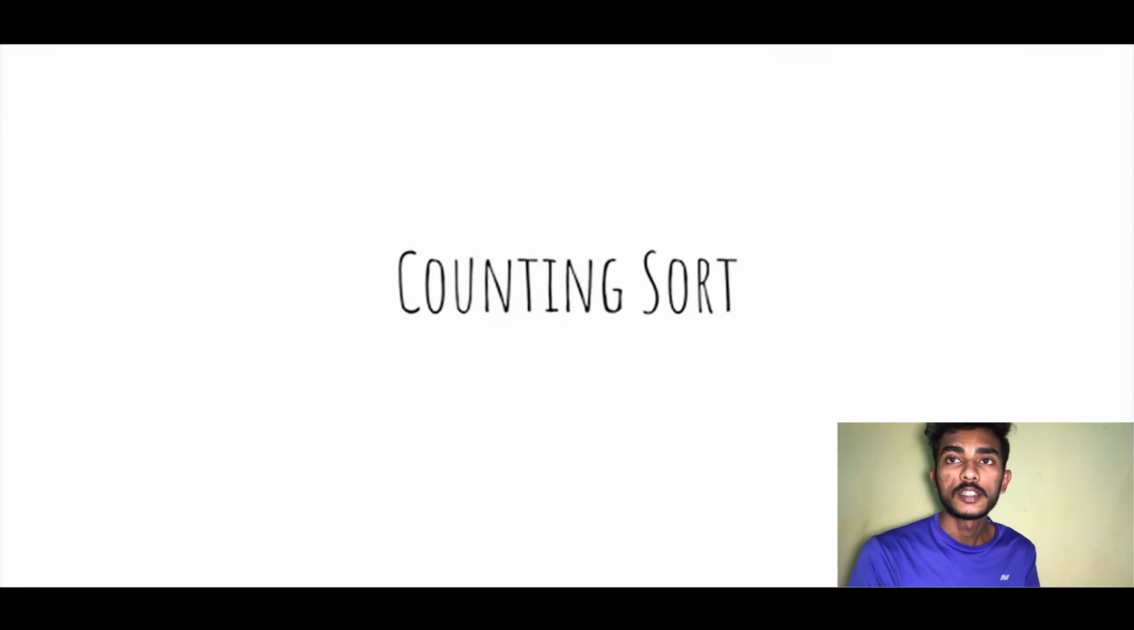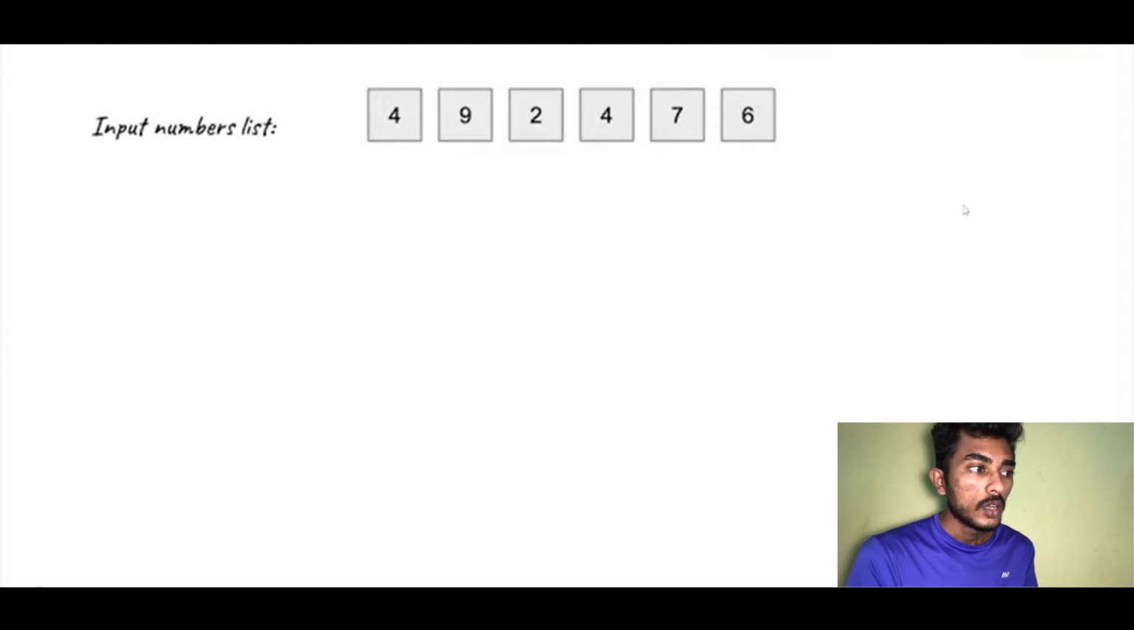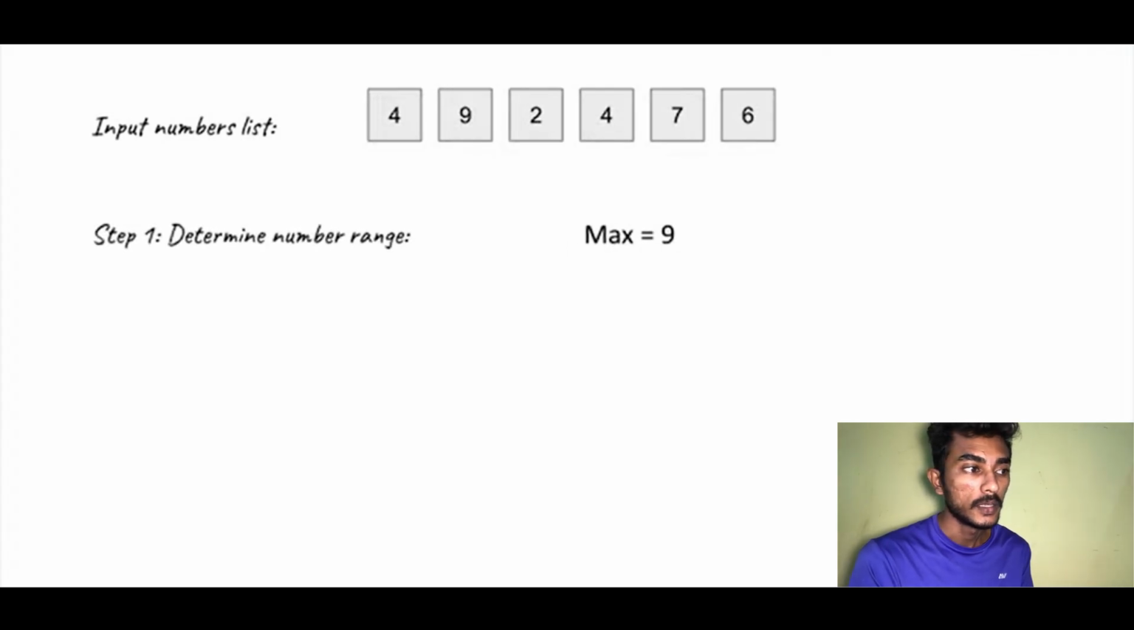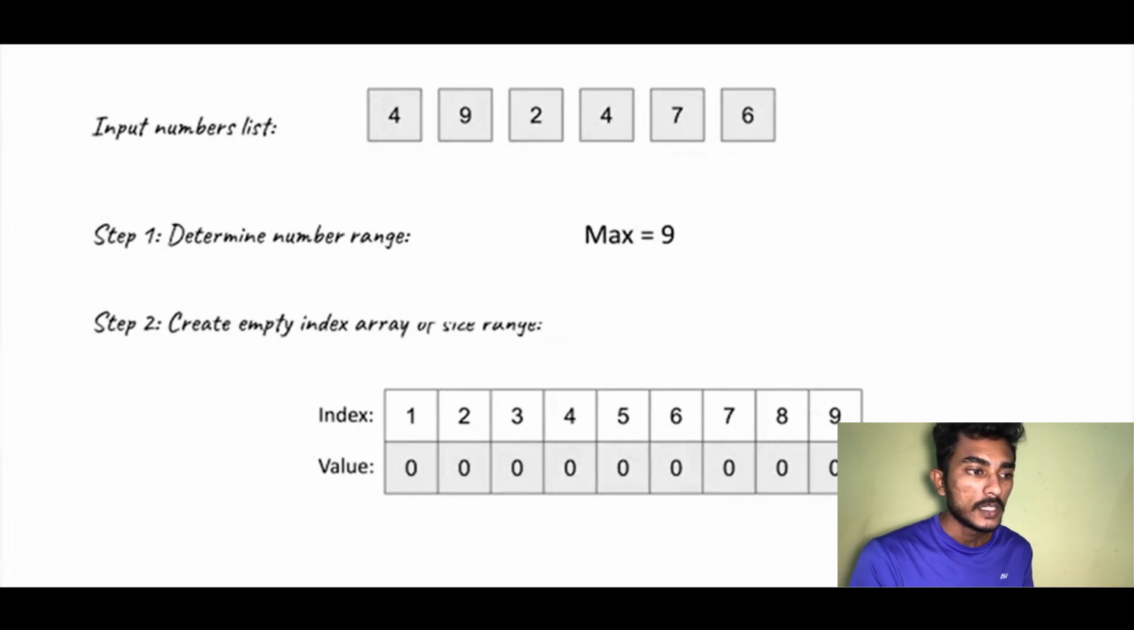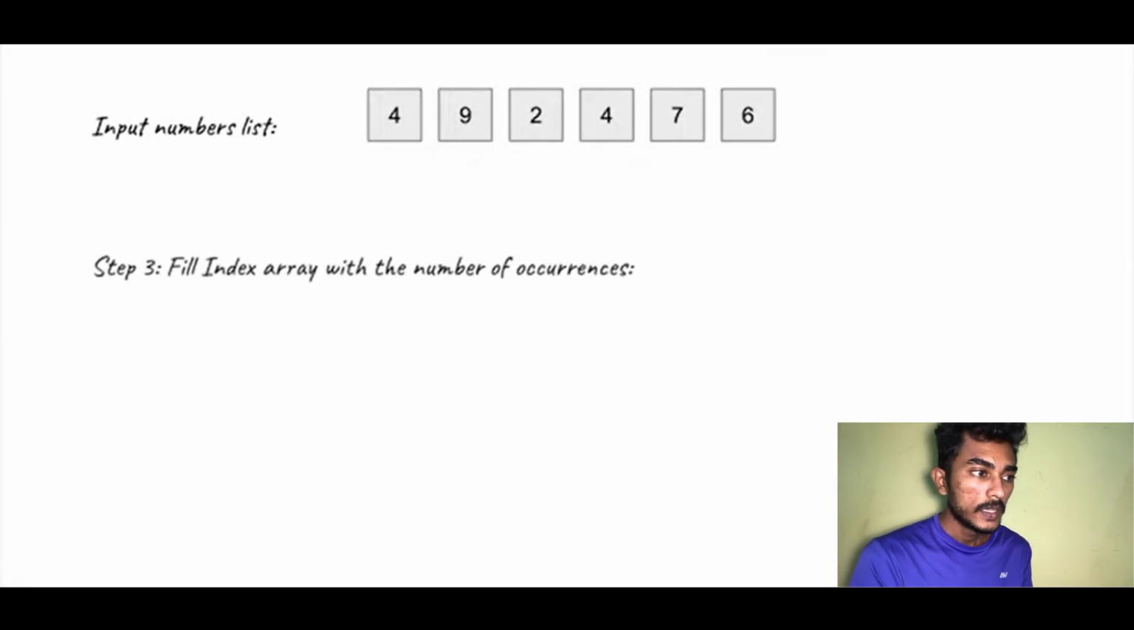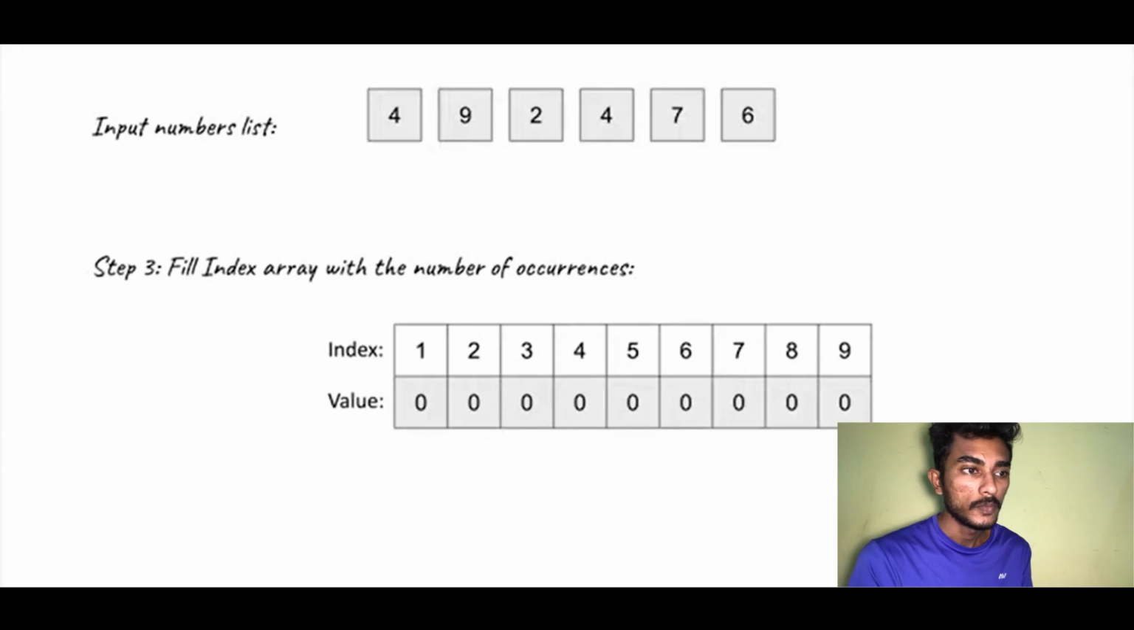So now I'm going to explain how counting sort actually works using an example. You can see the input numbers here. Our first step is to determine the number range. We need to find the maximum number, which is 9. So the next step is to create an empty index array of that size. Since our maximum number is 9, we need indexes 1 to 9.